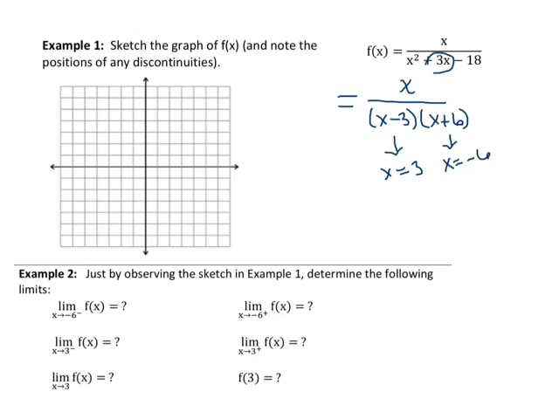Okay, so let's go ahead and plot out our asymptotes real quick. So we're going to have an asymptote at x equals 3, and I'm just going to draw a dashed line here to denote my asymptote. That's at 3, and then at negative 6, so that will be right about here.